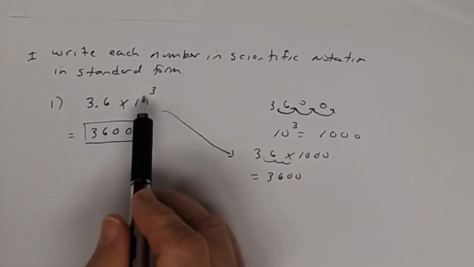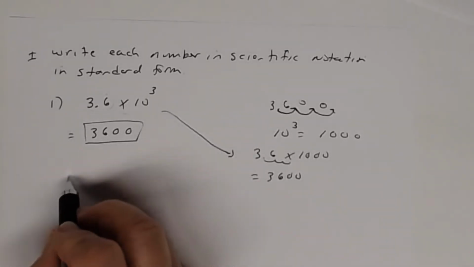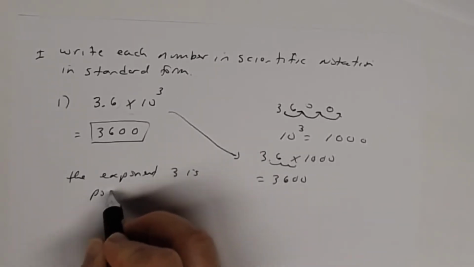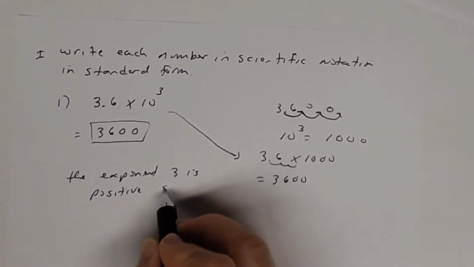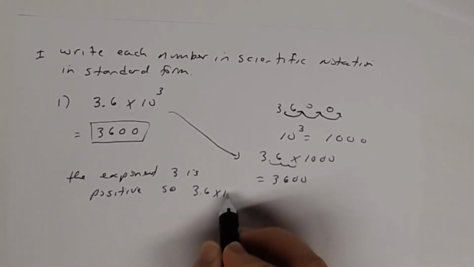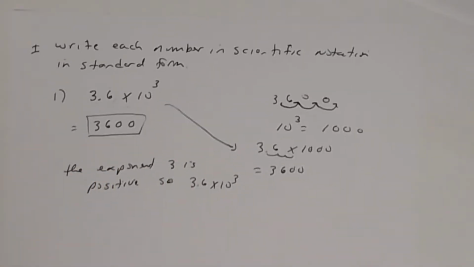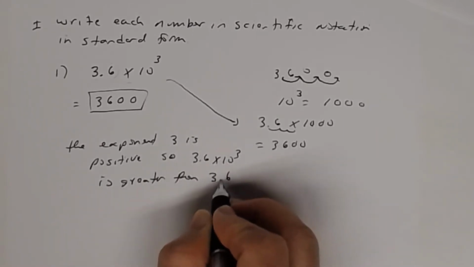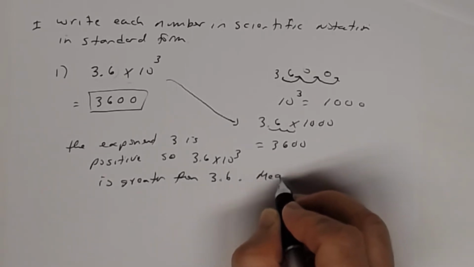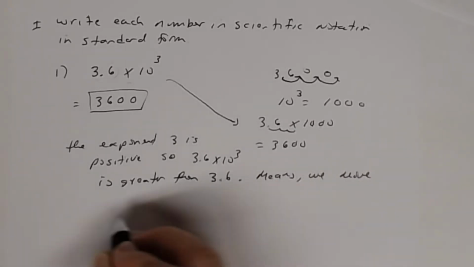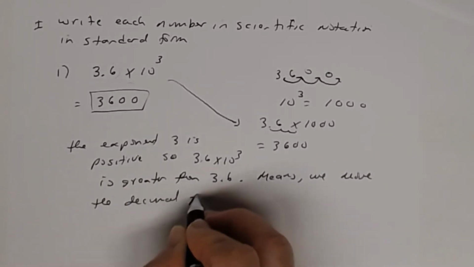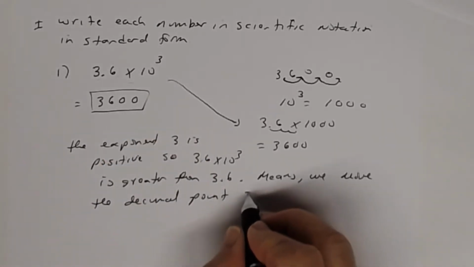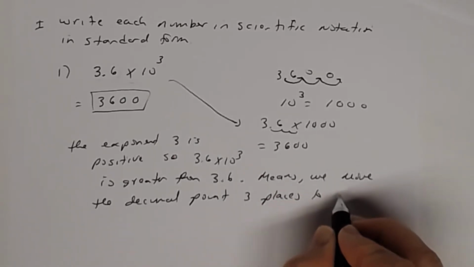All right, so remember what we just talked about. The way we talked about this was this. Since the exponent, I'm going to go ahead and write it out, the exponent 3 is positive. So this number that's written in scientific notation, 3.6 times 10 to the third, is greater than 3.6. So this means we move the decimal point 3 places. You do the exponent times. The exponent is 3, so you move it 3 places to the right.